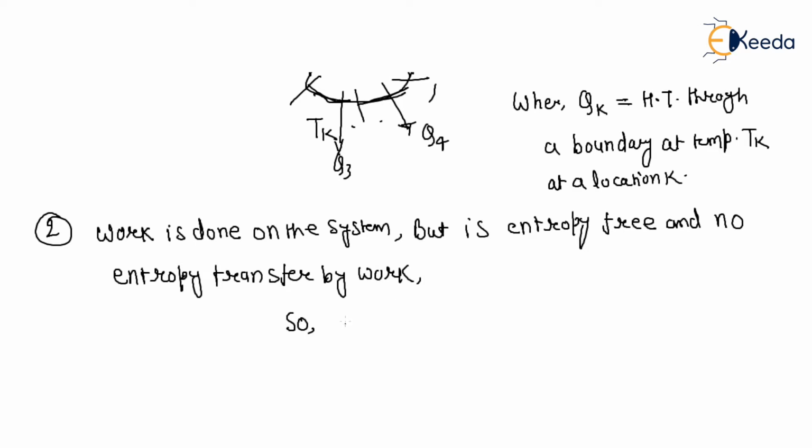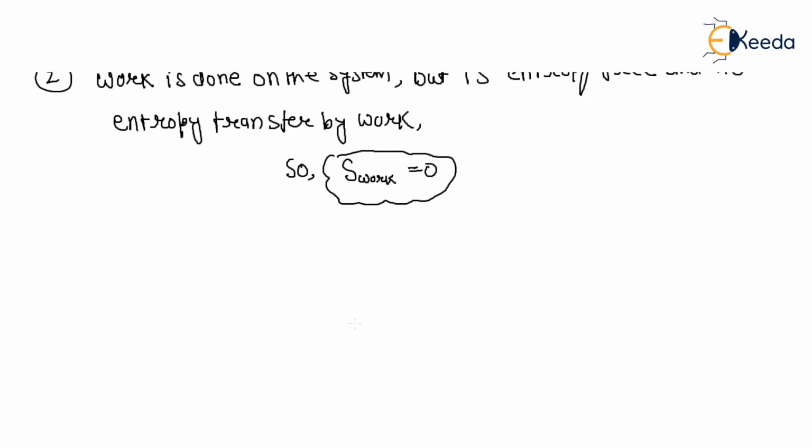So entropy transfer by work is equal to 0. See here, if there is a flywheel, this is your example, and this flywheel take as a system, right? And if you supply a work from external, this flywheel will rotate.